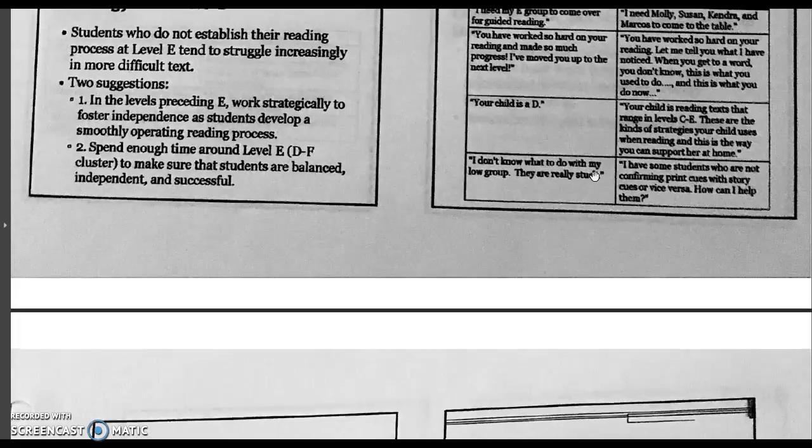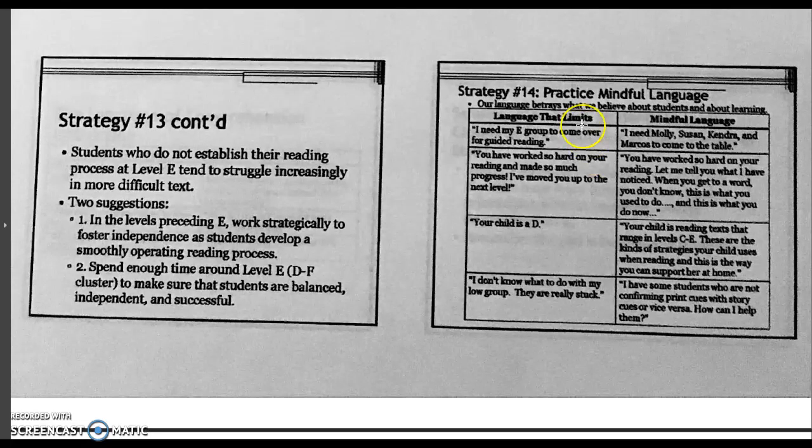Strategy 14 is all about language and what kind of language you are using and what we are communicating to kiddos about what we believe about them. So many times I've heard, I need my E group to come over to guided reading. You're basically telling everyone in that classroom what level those kiddos are reading at, and you're labeling them as that level. Really not necessary to say that.